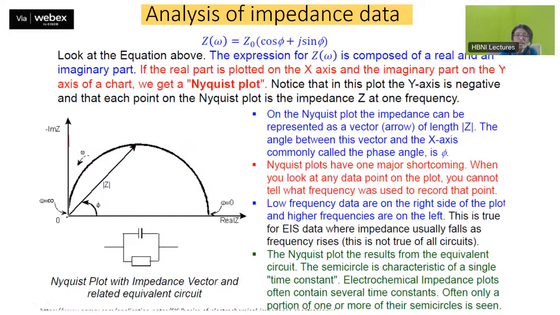But you have to know that the low frequency data are on the right side of the plot. So this part is the low frequency data, whereas this part is your high frequency data. And why is this so? This is because the EIS data, the impedance usually falls as your frequency gradually increases.